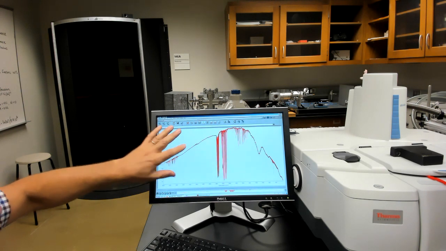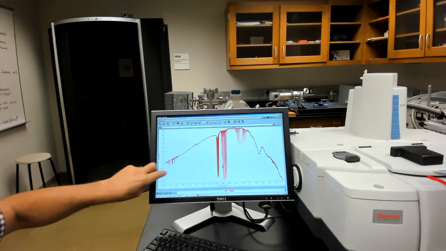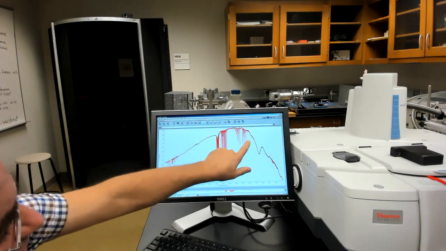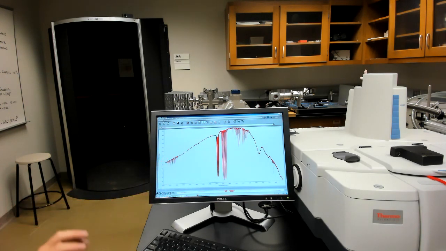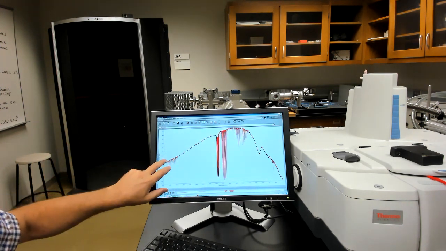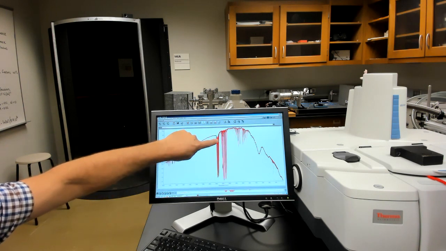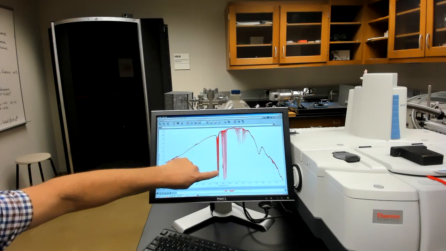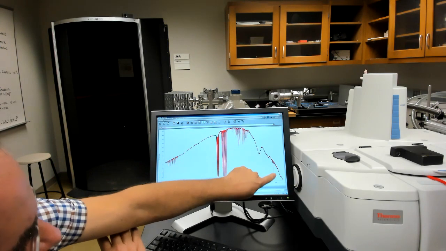Actually, by their positions, we can identify these things. These features here and these features are transitions associated with water vapor. If we removed all the water vapor from our cell, these would disappear. This feature here is due to carbon dioxide, and we'll investigate it more carefully in the future. In addition, this is associated with carbon dioxide too.